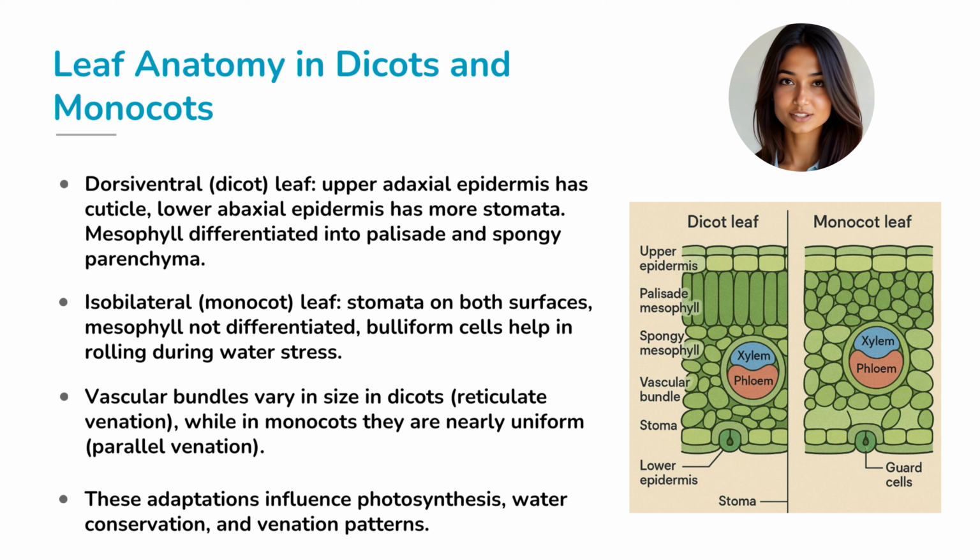The mesophyll is not divided into palisade and spongy types. Special bulliform cells along the veins help the leaf roll inward during water stress, reducing water loss. Venation also differs. Dicot leaves show reticulate venation, while monocot leaves show parallel venation. In these diagrams of dicot and monocot leaves, compare the mesophyll differentiation and bulliform cells.